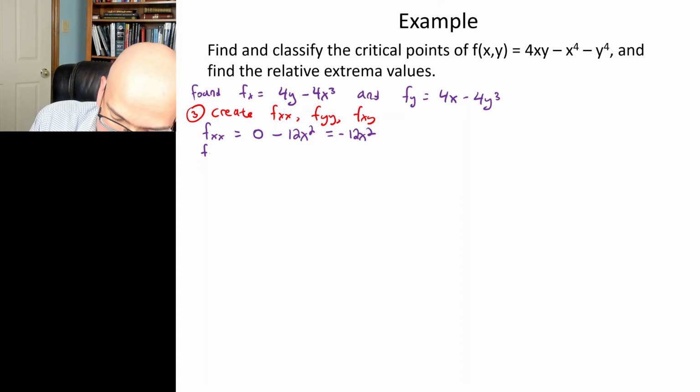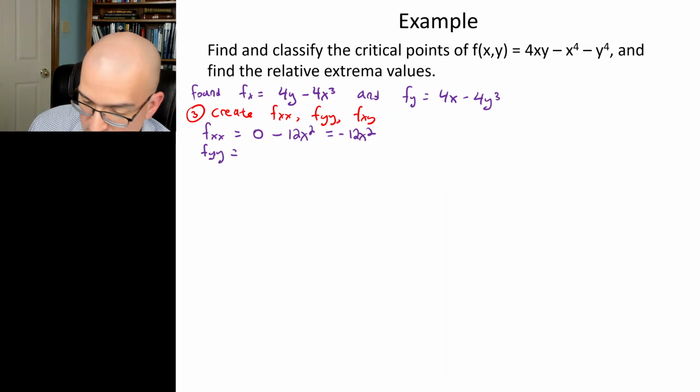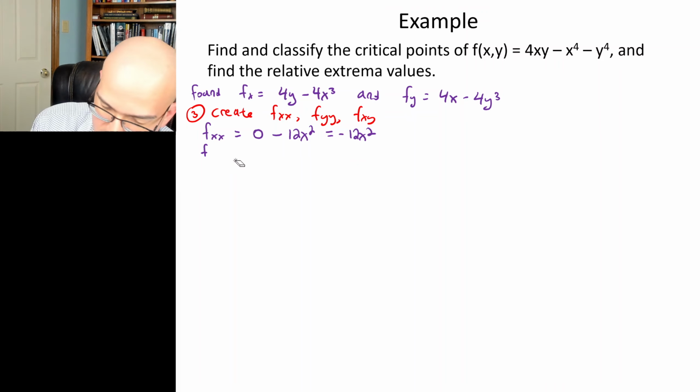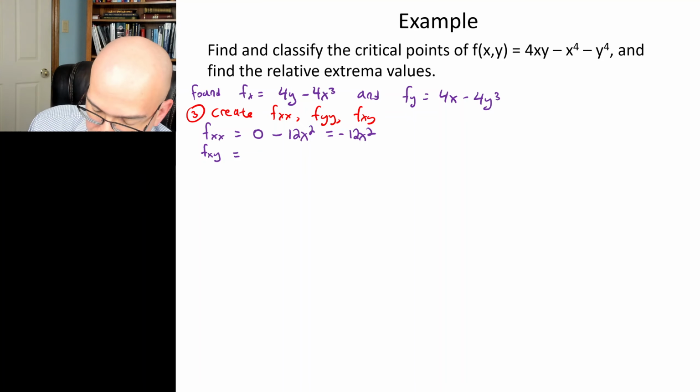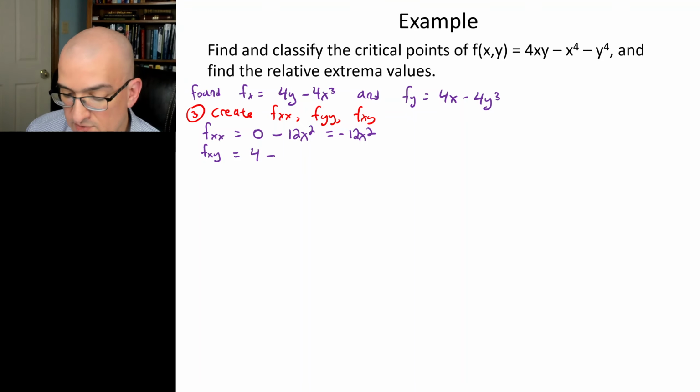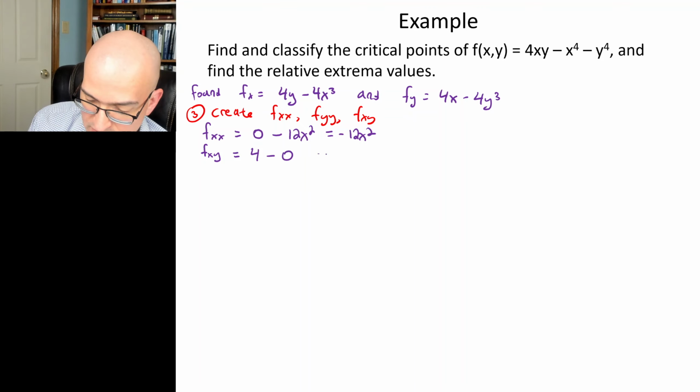F double y, we take the y derivative of f sub y. Well, let's do the mixed one next. Let's do fxy, the y derivative of f sub x. That's going to be the y derivative of 4y, which is 4, minus the y derivative of 4x cubed, which is 0. So we just get 4. And now we'll do f double y, the y derivative of f sub y. The y derivative of 4x is 0. The y derivative of negative 4y cubed is negative 12y squared.